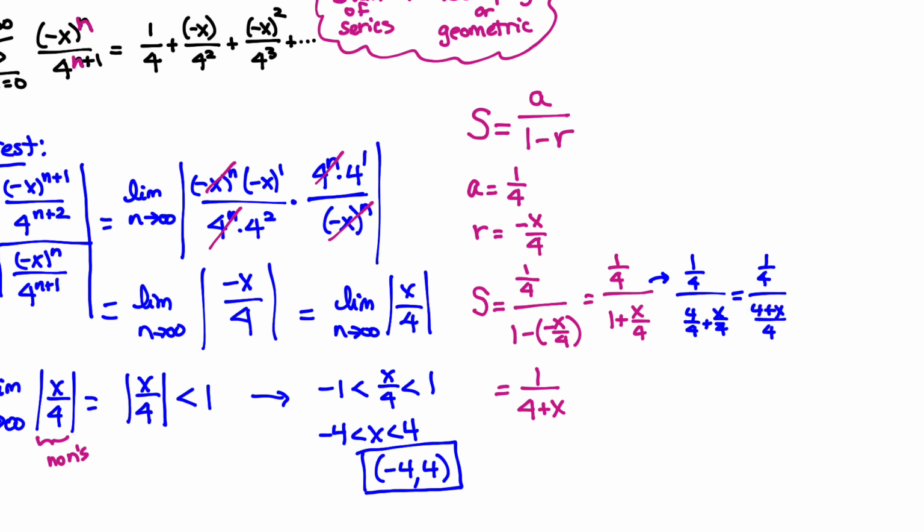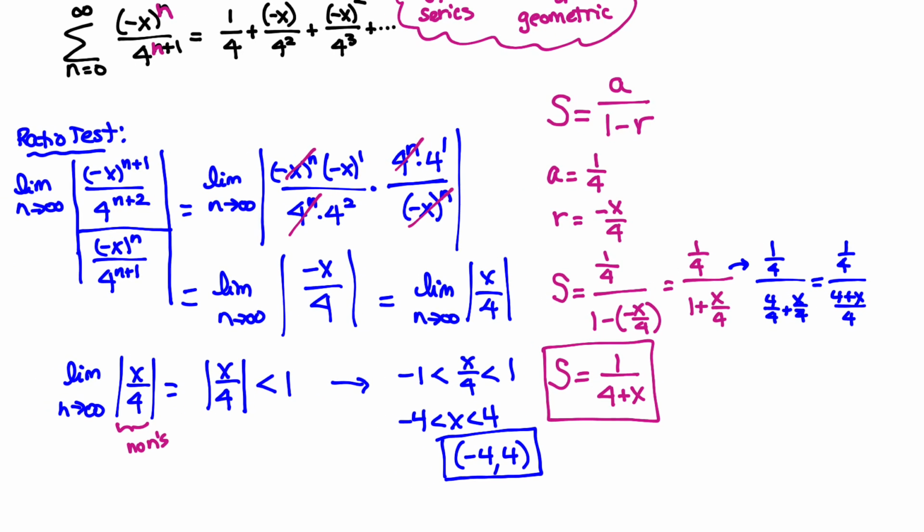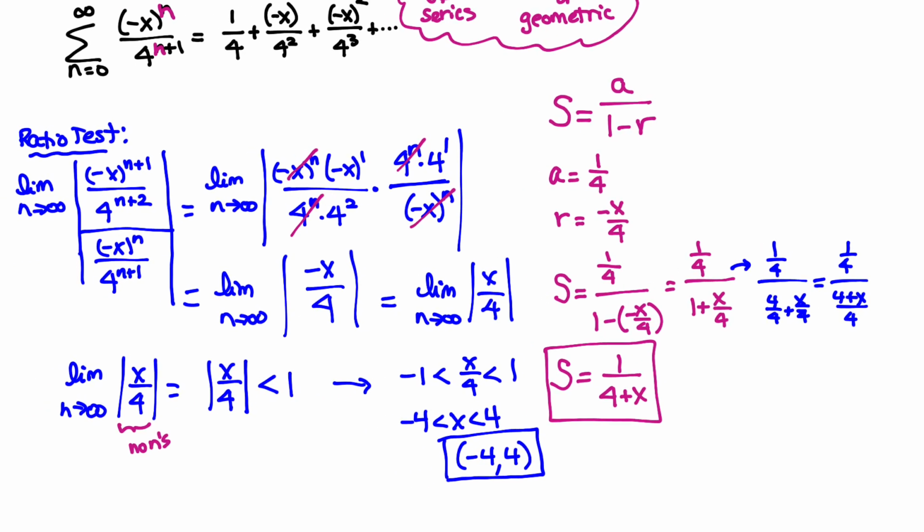Then you flip and multiply and cancel, and that gives you the sum being 1 over 4 plus x. Good. Now, why are the brackets open for the interval? So why are the brackets open?